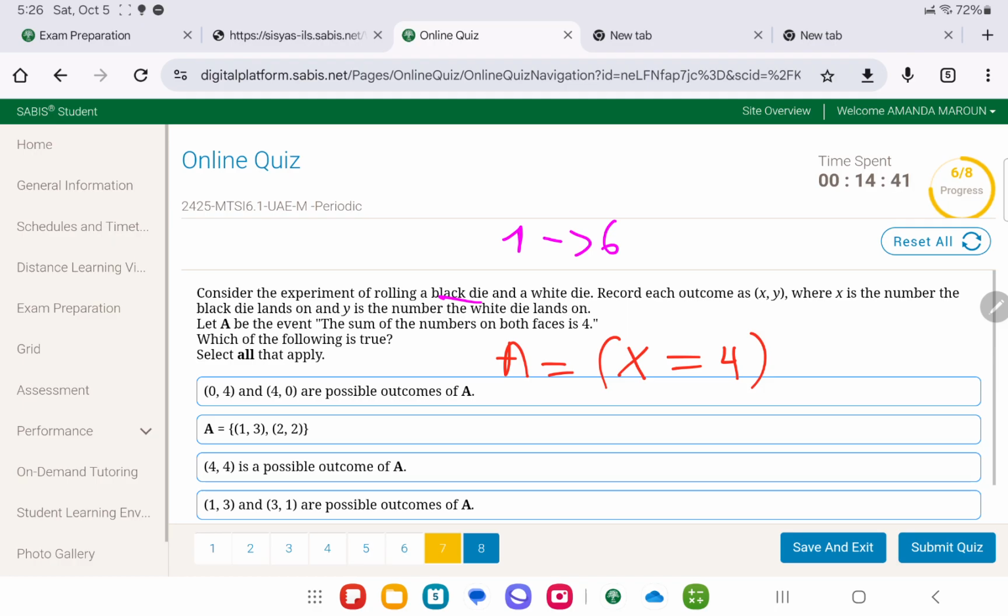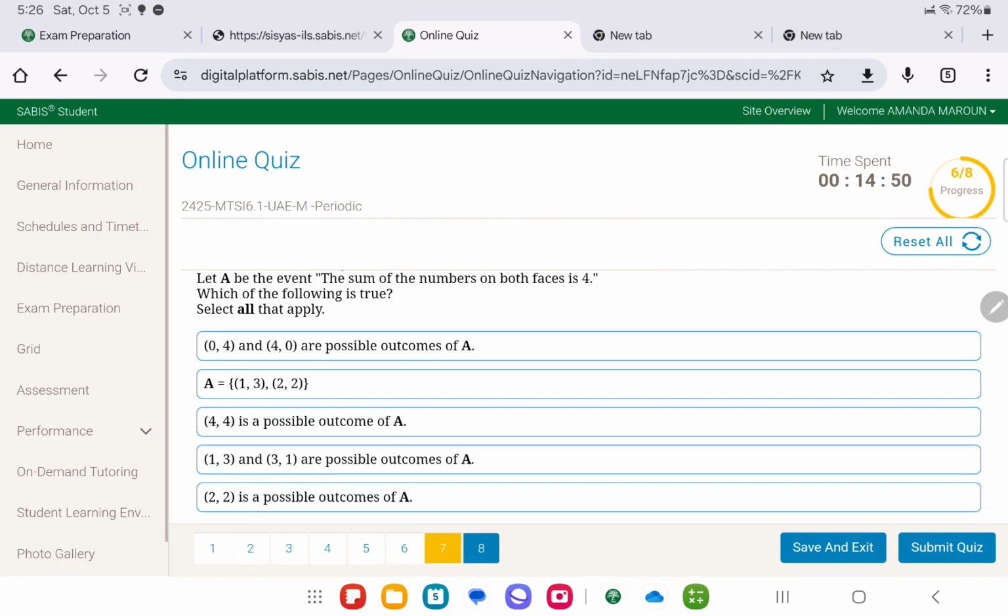Alright, so the first one, 0. Is it a possibility in this? Definitely not. So the first one is wrong. Then, we have 1, 3, and 2, 2. But there is one more they are missing. They are missing 3, 1. So this is missing one thing. We do not take it. Then 4 and 4. 4 plus 4 is definitely not equal to 4. So we do not choose this one.